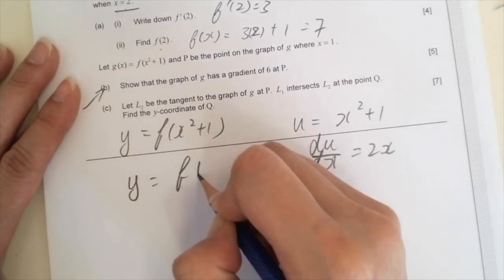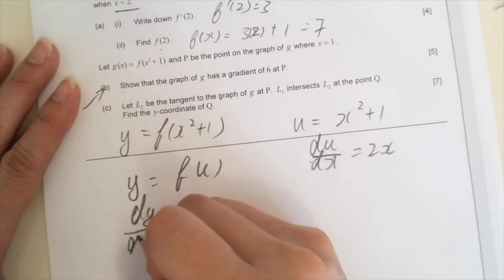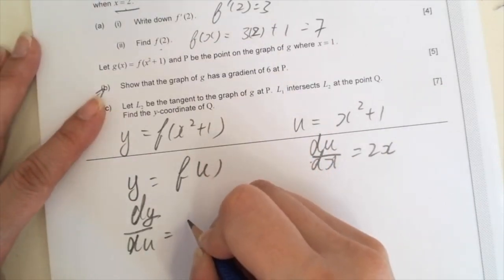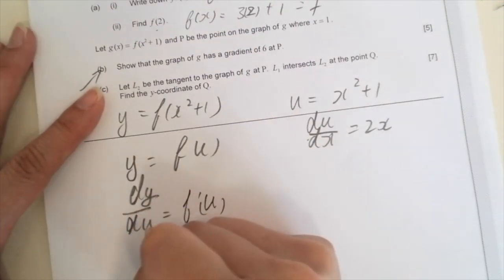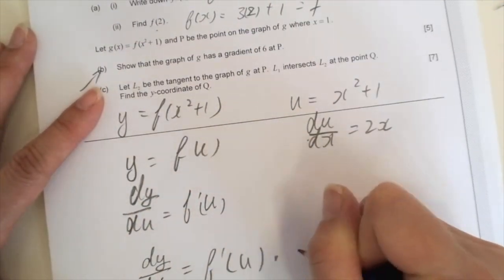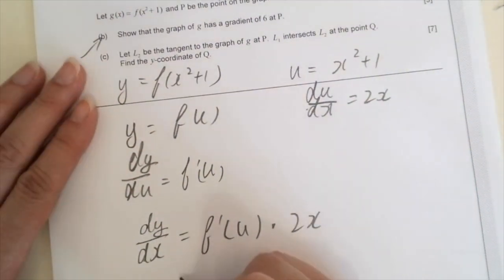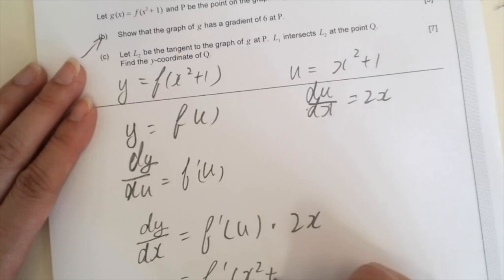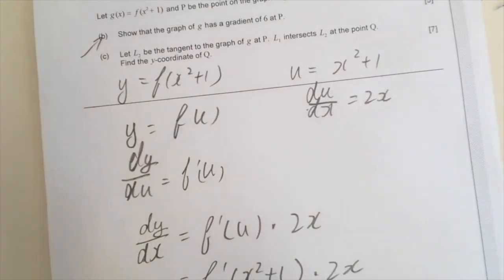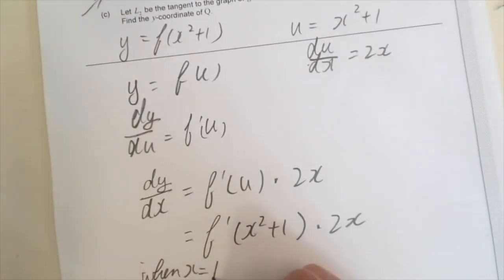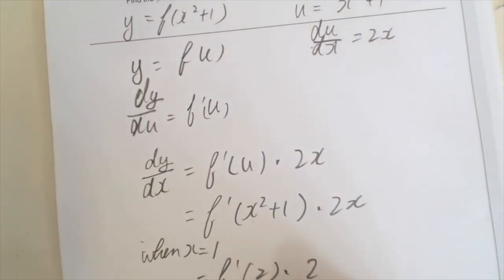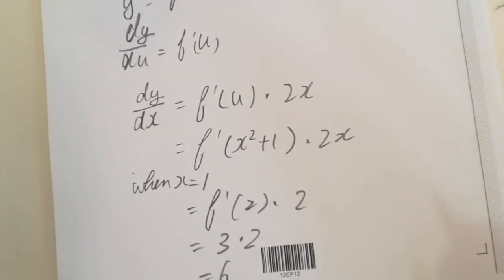Now y equals to f of u, so dy/du should be equals to f dash u. Now dy/dx should be equals to f dash u times 2x. Now we put everything back in there, so f dash of x squared plus 1, times 2x, right? Now when x equals to 1, that becomes f dash 2 times 2. So we got 3 times 2 give us 6. Wow, I'm amazed.